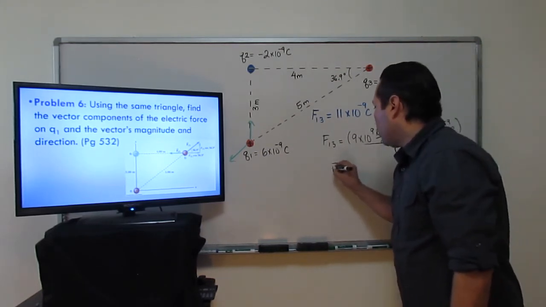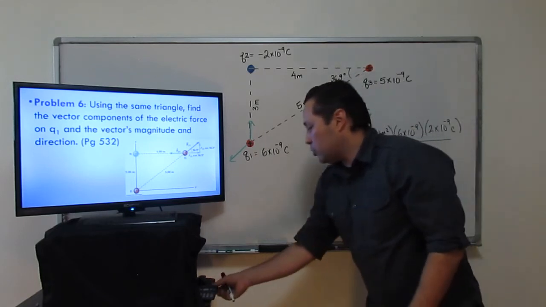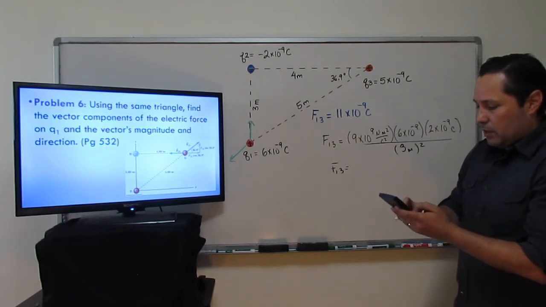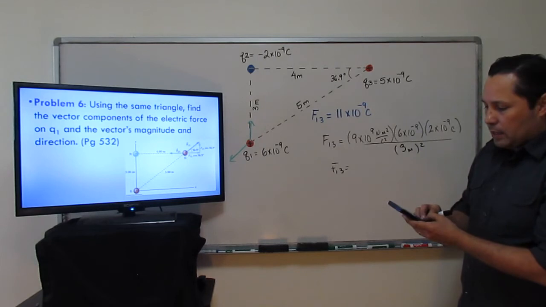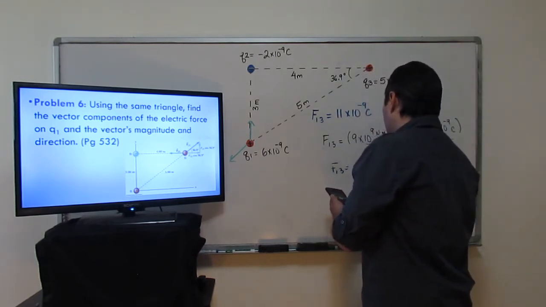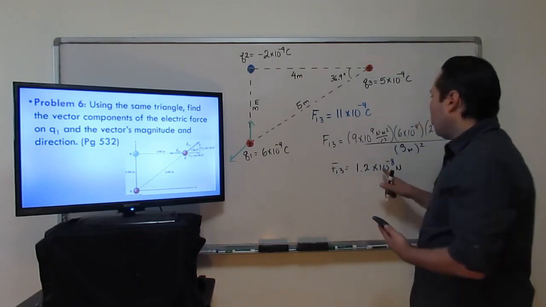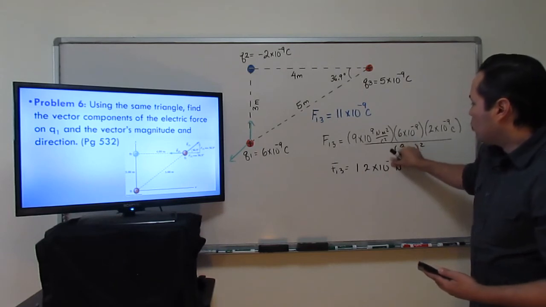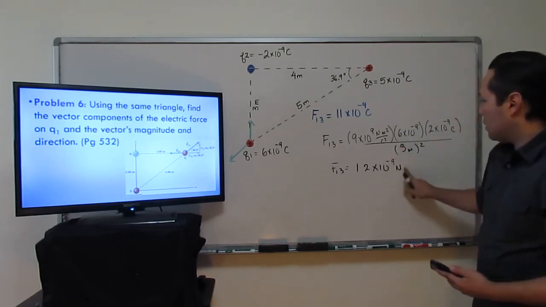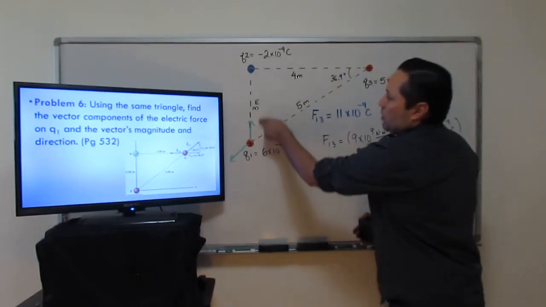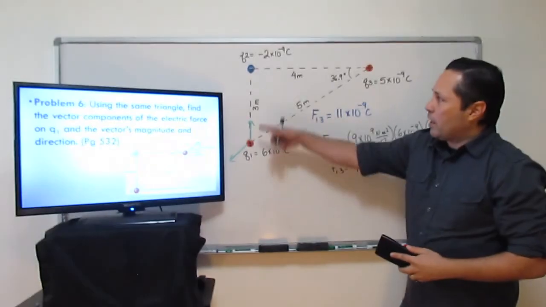So therefore, the force between 1 and 3 is as follows. 9 times 10 to the 9 times 6 times 10 to the negative 9 times 2 times 10 to the negative 9 divided by 3 squared, which is 9. This gives us 1.2 times 10 to the negative 8 newtons. Or I'm going to put in the same form so that they'll look the same. It's going to be 12 times 10 to the negative 9 newtons. All right, so that is the value for this green arrow going up. That is between 1 and 2.